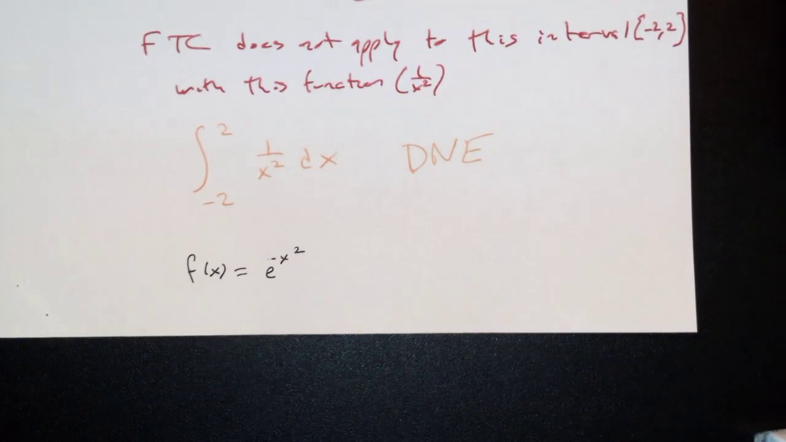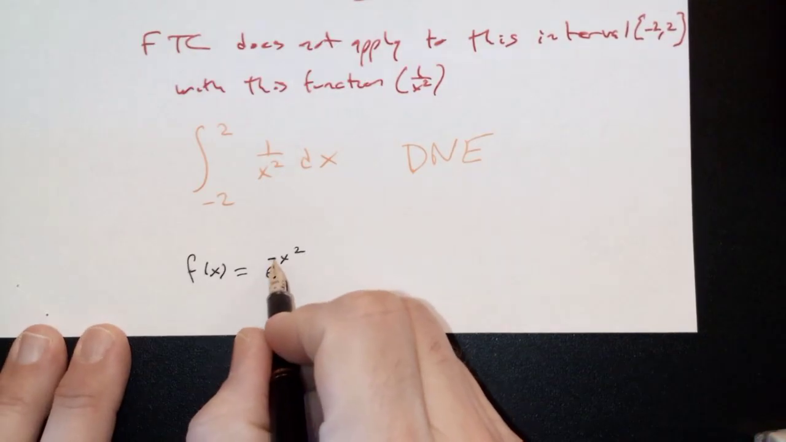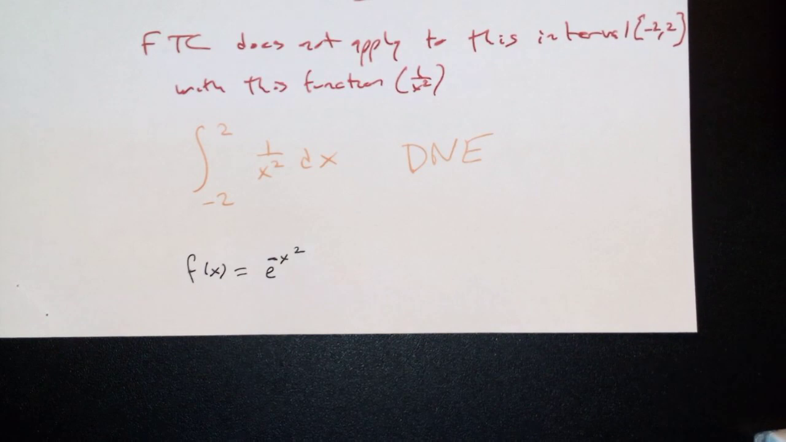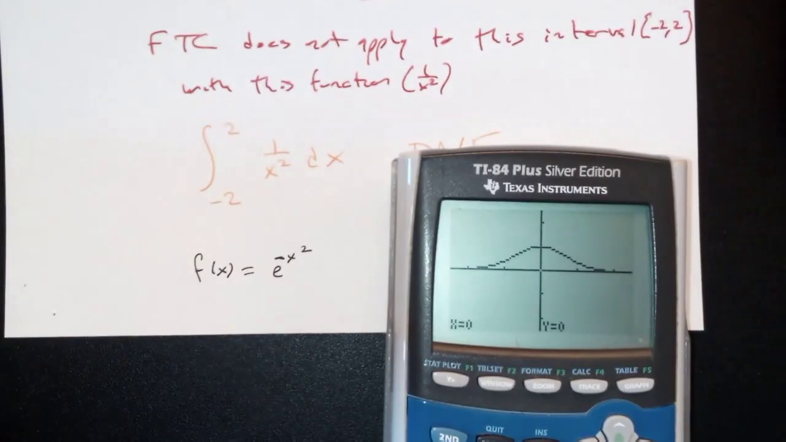Once you've graphed it, zoom in. E to the minus x squared. Once you've graphed it, zoom in once. This picture is my friend. This is the bell curve, the normal distribution. All of probability and statistics bases itself on the behavior of this picture.